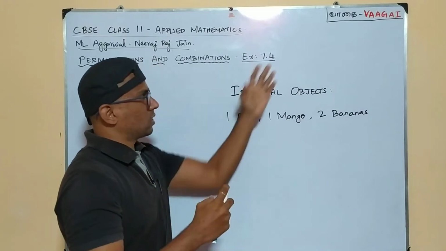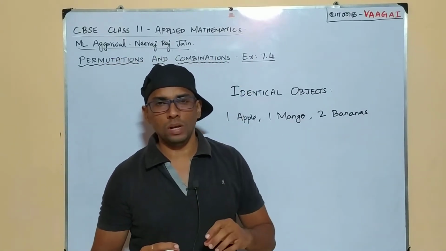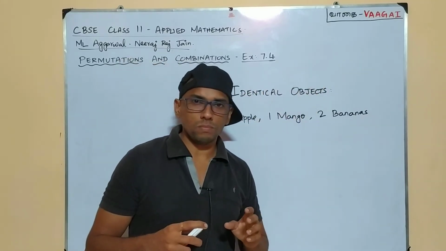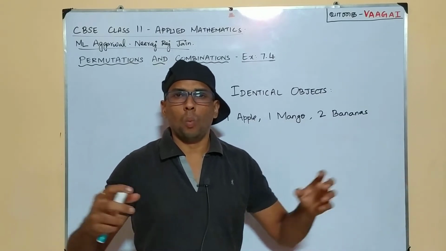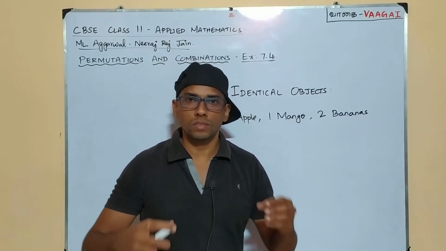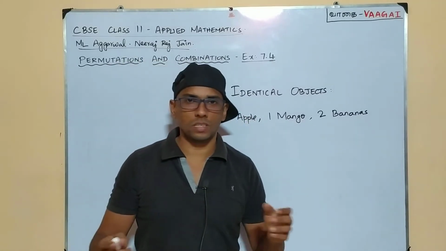When you come to this exercise 7.4, here we have problems which are based on arranging identical objects. So they are given some objects. What if some of them are identical? Then what can be done? This is what we are going to deal with in the problems of this exercise 7.4.